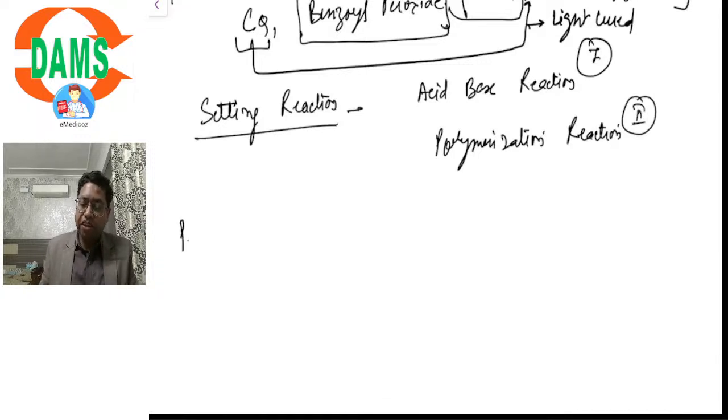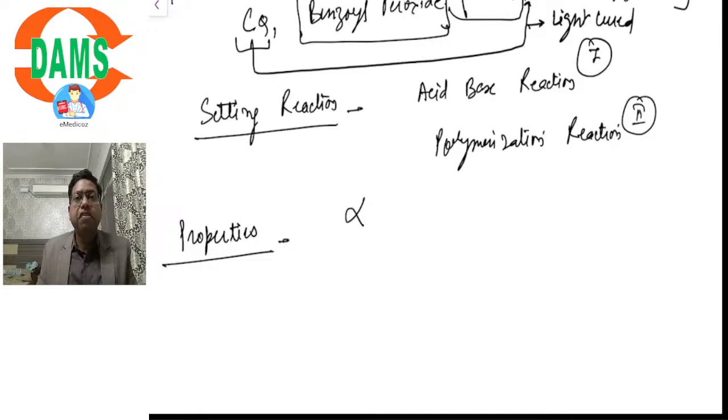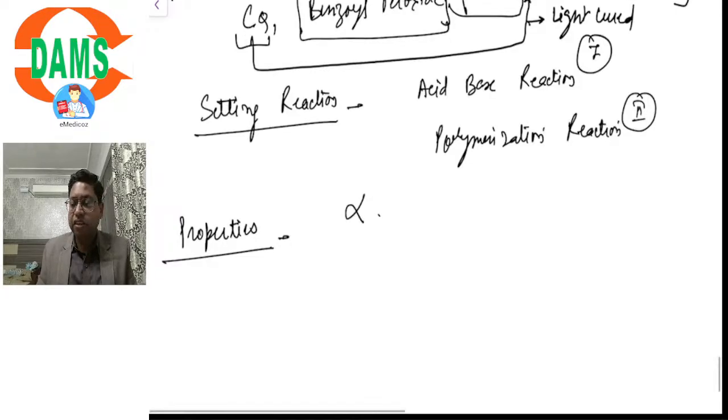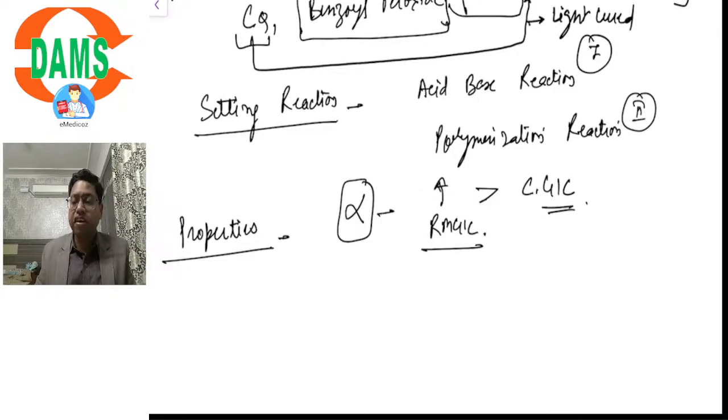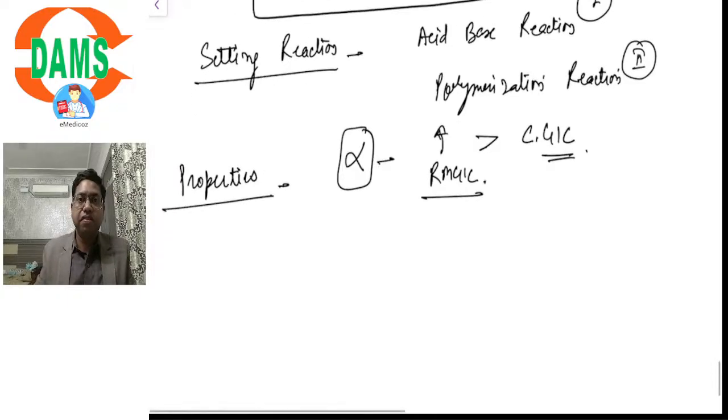If we talk about the properties, then what about alpha? Alpha stands for coefficient of thermal expansion or contraction. Definitely, it is increased, or greater, than conventional non-modified GIC. We know that conventional non-modified GIC has an alpha similar to the tooth structure, in the range of 9 to 11 ppm per degree Celsius. But the alpha of RMGIC is greater than conventional GIC due to the presence of resin in it.